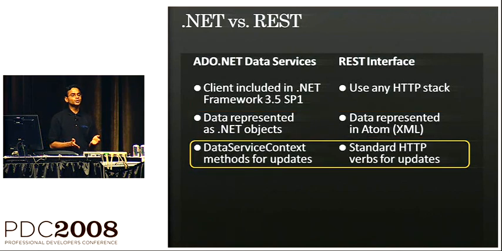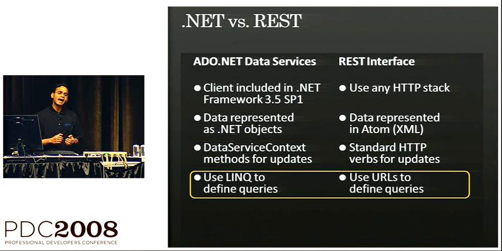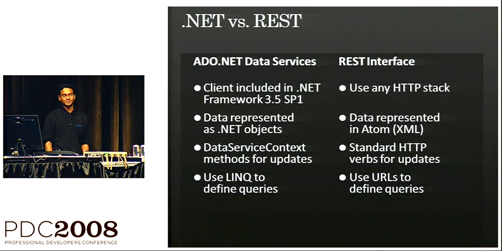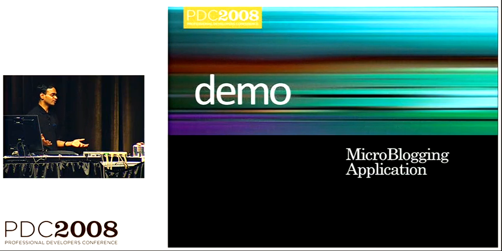To update your objects, you could either use methods in the data service context, which are add object, update object, or delete object. Or you could use the standard HTTP verbs, which are put, delete, get, etc. And to define your queries, you can either use LINQ in .NET, so you get almost a SQL-like language interface if you're already comfortable with that. And if you want to do it with URLs, you can use URLs to define your queries. And as we noticed, the URLs look really clean. They look almost like the links that were used to generate them. Great. So now I'll hand it over to Pablo to finish the demo on the microblogging application.